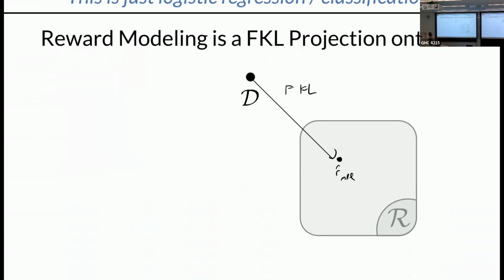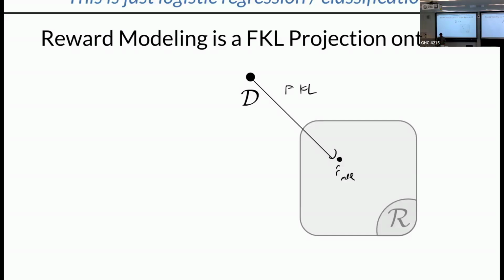So what we're saying is, take my data set, pick me a reward model that maximizes the likelihood of the data. Okay, any questions about that? Hopefully this is something people have seen before, that minimizing KL is the same as maximizing likelihood.